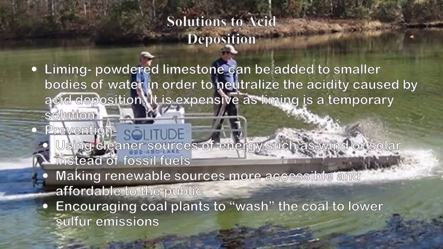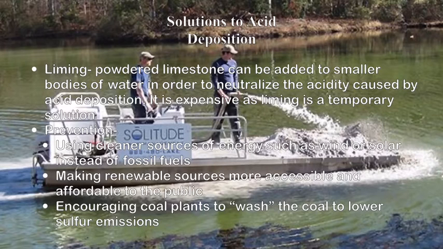Some solutions to acid deposition are liming, which is where powdered limestone can be added to smaller bodies of water in order to neutralize the acidity caused by acid deposition. It's not too effective as it's only able to be used in bodies of water that are small enough, and it only affects aquatic species, still not helping with the human impact and plant life and animals. It's also very expensive as liming is a temporary solution to a permanent problem.